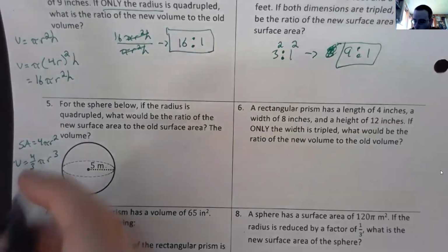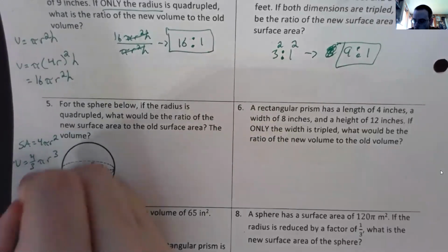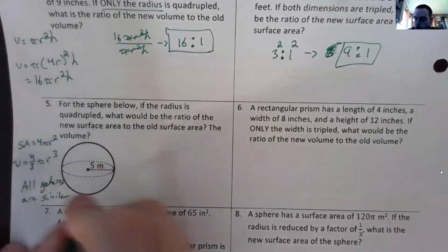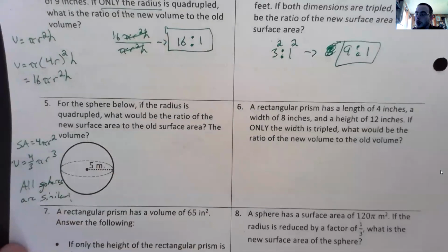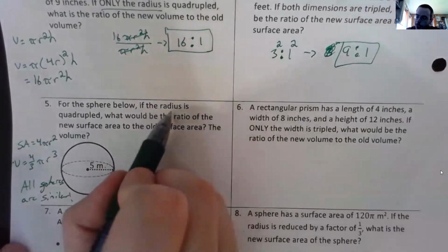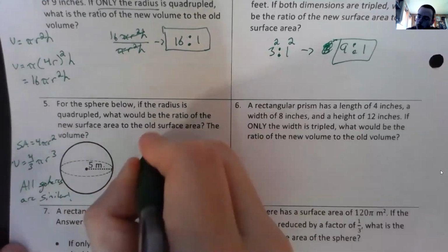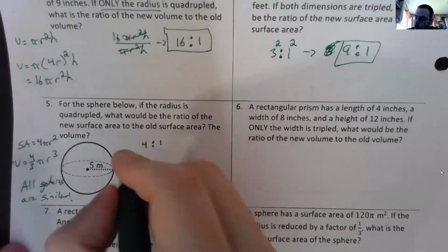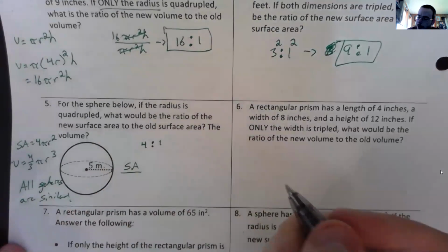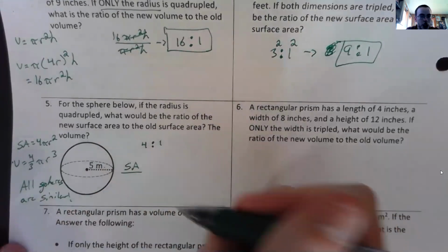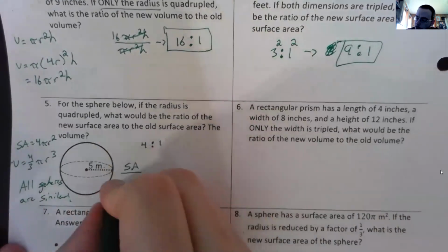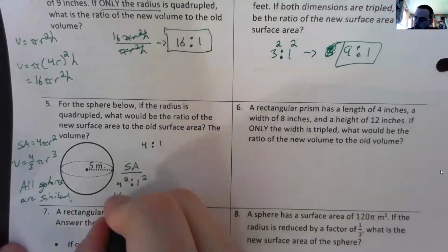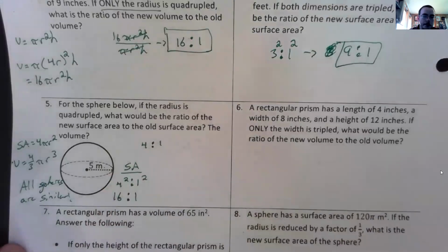In fact, all spheres are similar. So our scale factor, since it's quadrupled, would be 4 to 1, quadrupled meaning times 4. We're going to find the ratio of the surface area first. Surface area is measured in squared units, so we're going to square the 4 and the 1. 4 squared is 16, 1 squared is 1.